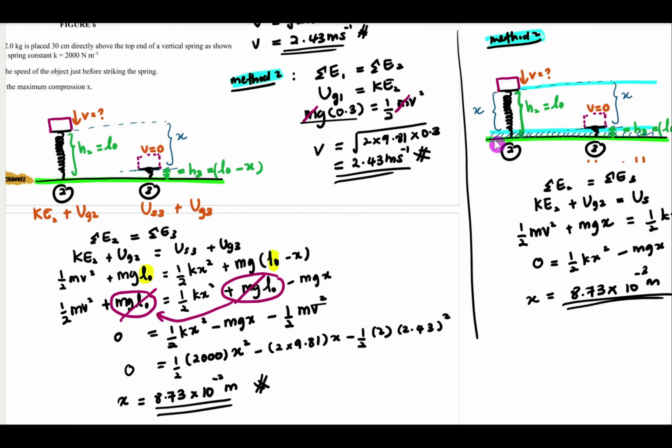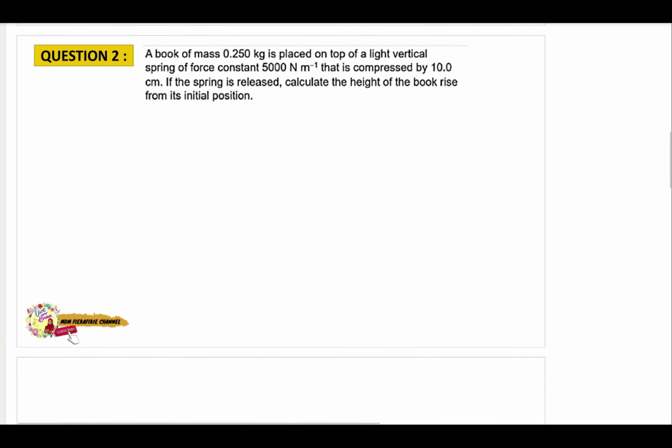Okay, so now let's proceed to example number 2. Alright, example number 2. Question number 2. A book of mass 0.25 kg is placed on top of a light vertical spring of force constant 5,000 Newton per meter that is compressed by 10 centimeter. If the spring is released, calculate the height of the book rise from its initial position.